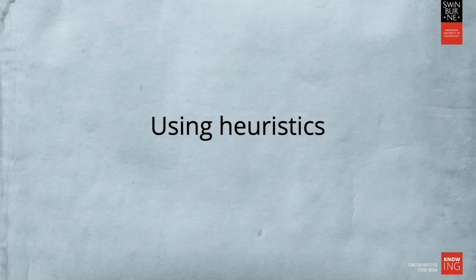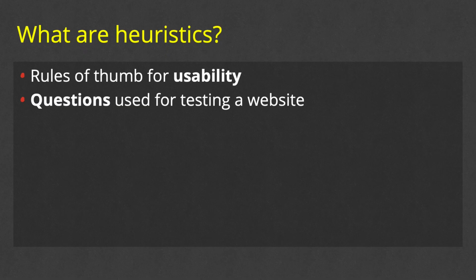This is a quick video explaining how to use heuristics to test the usability of your web design. First, what are heuristics? They're a fancy word for rules of thumb for usability. Effectively, they're questions used for testing a website to see how usable it is.